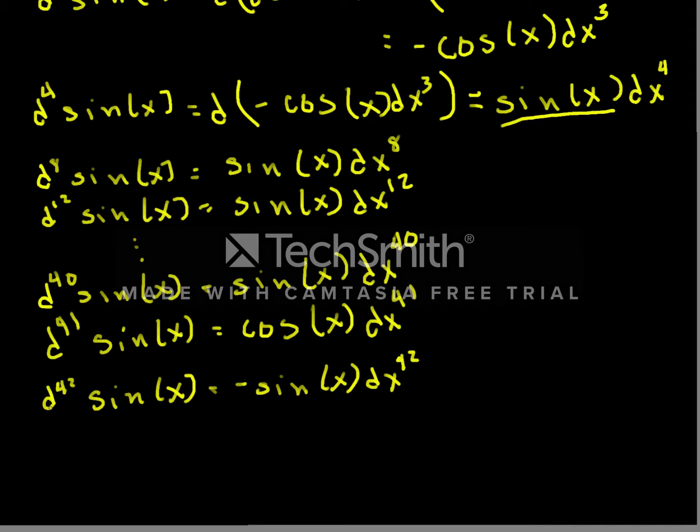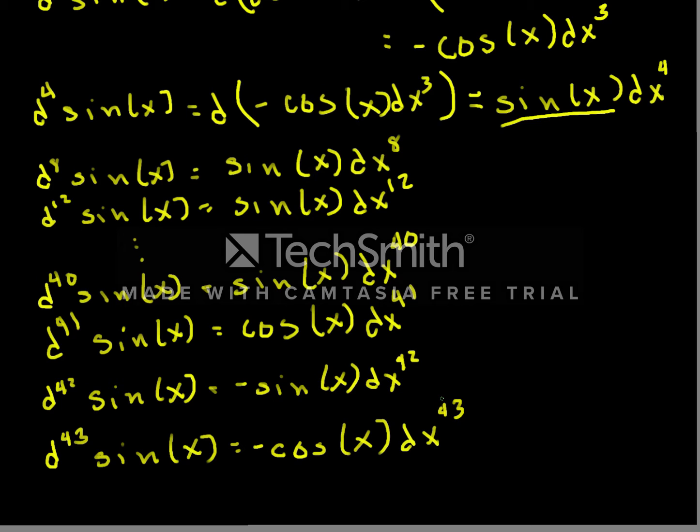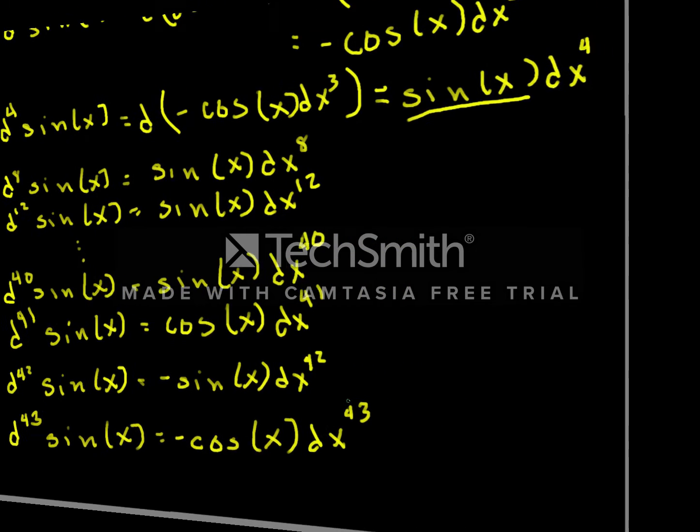And finally, the one we wanted to know, the 43rd differential of sine of x is the differential of this function, which is minus cosine of x dx to the 43rd. So that is what the 43rd differential of sine is, and thankfully there's a periodic structure to it, and so it was fairly straightforward to compute.